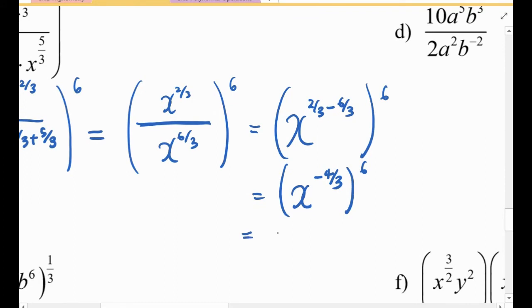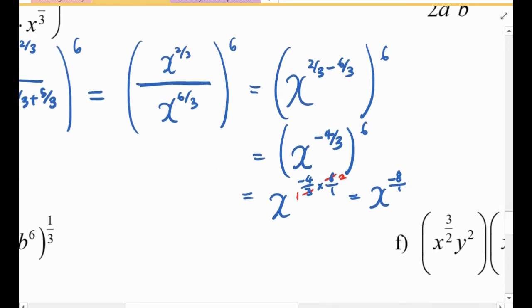Okay, then x to the power of negative 4 over 3 times 6 over 1 becomes x to the power of negative 8 over 1, right? Negative 4 times 2 becomes 8, 1 times 1 is 1. Then x to the power of negative 8 is 1 over x to the power of 8. So flip the base and make the exponent positive. So this is the answer.